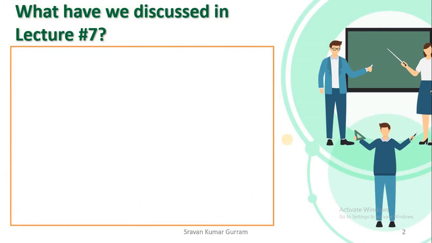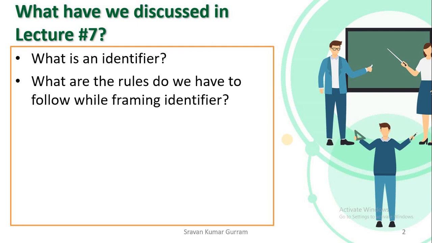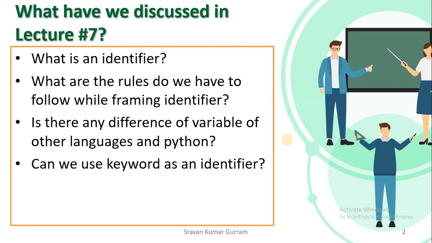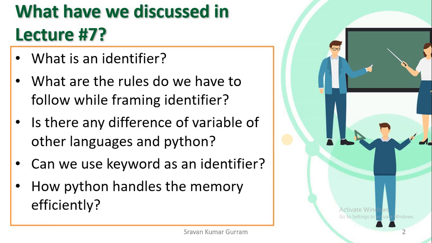Before starting this video, recall what we have discussed in the last video. What is an identifier? What are the rules we have to follow while framing an identifier? Is there any difference between variables of other languages and variables of Python? Can we use a keyword as an identifier? How does Python handle memory efficiently?